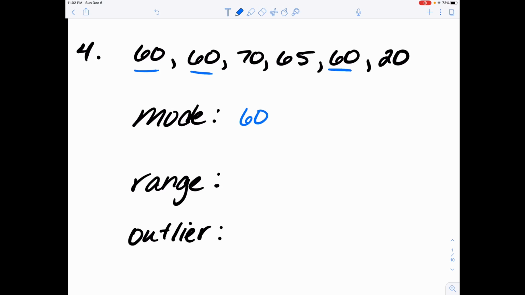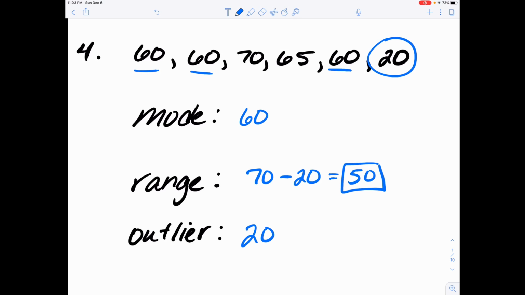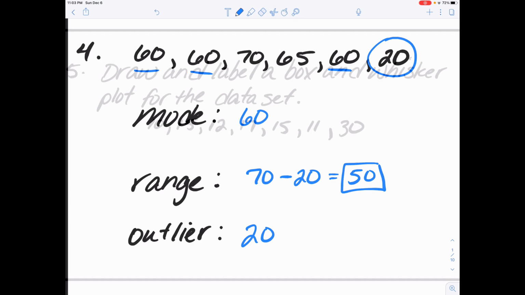The range will be the largest number minus the smallest number. That would be our range of the data. In our case, it looks like 70 is the largest value and 20 is our smallest value. So from 20 all the way to 70 gives me a spread, or a range, of 50. And the outlier is the value that looks like it doesn't belong with the rest. 20 looks significantly lower than the others, so it represents our outlier.